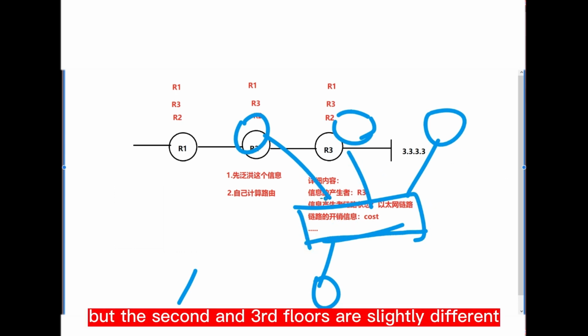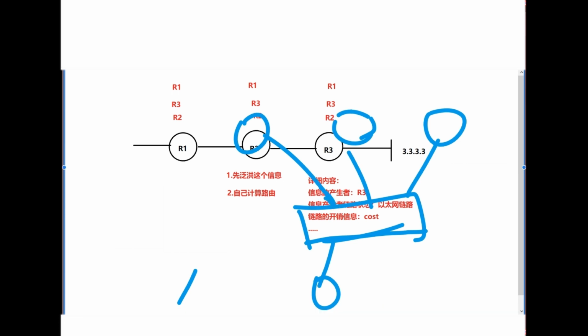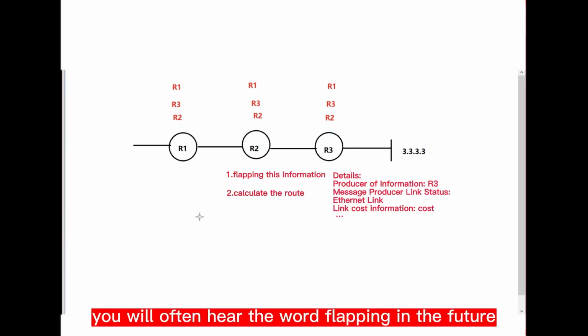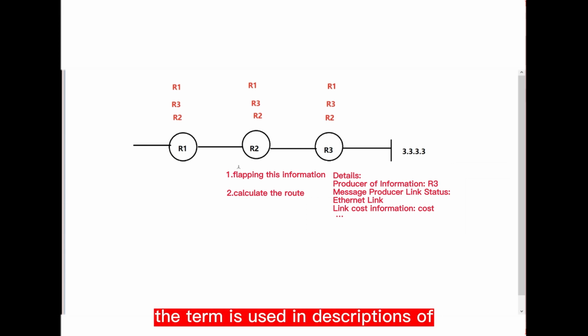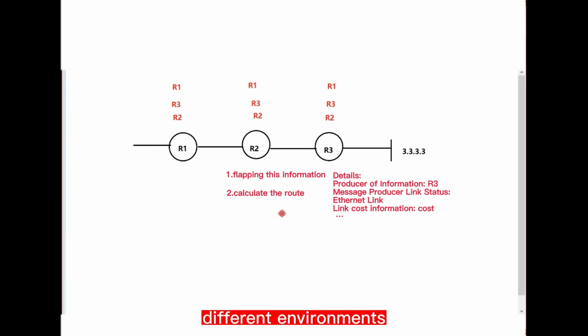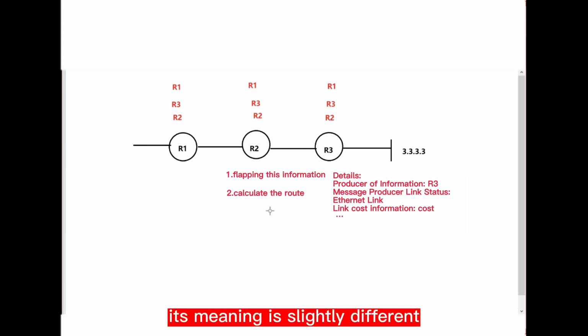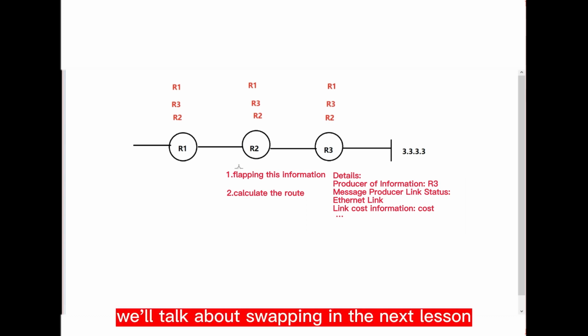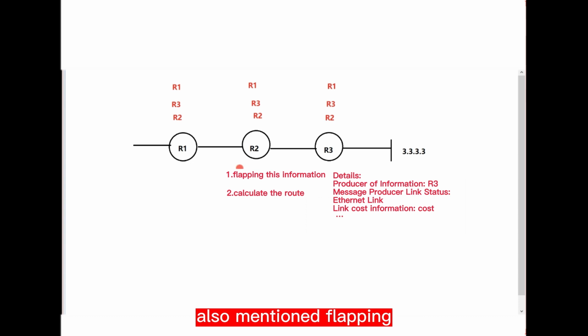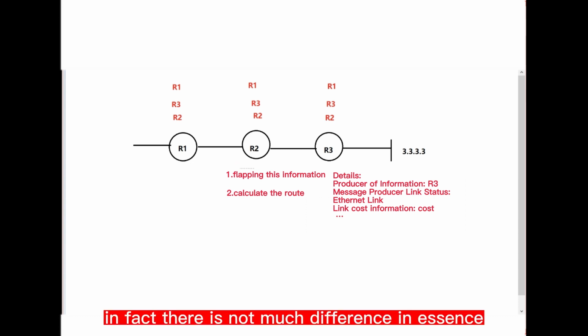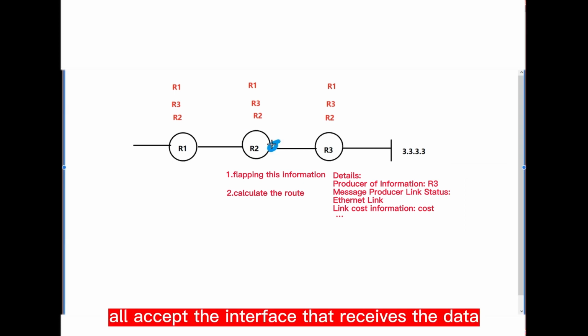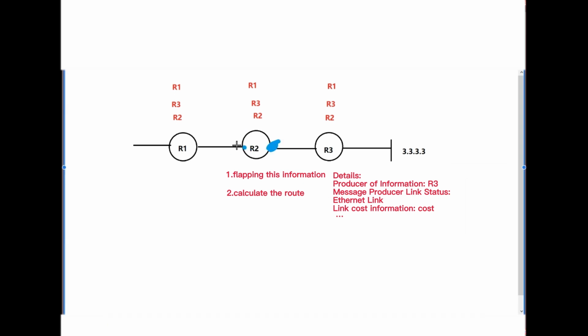But the second and third layers are slightly different. You will often hear the word flooding in the future. The term is used in descriptions of different environments, and its meaning is slightly different. We'll talk about switching in the next lesson. Also mentioned flooding. In fact, there is not much difference in essence. All except the interface that receives the data, send to every other interface. This is called flooding.